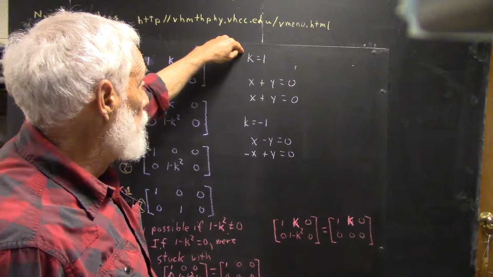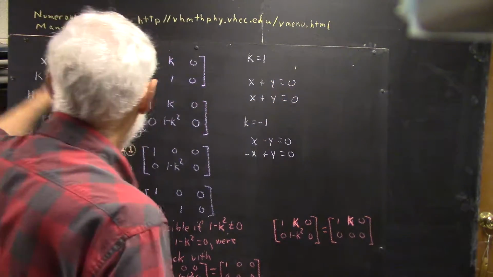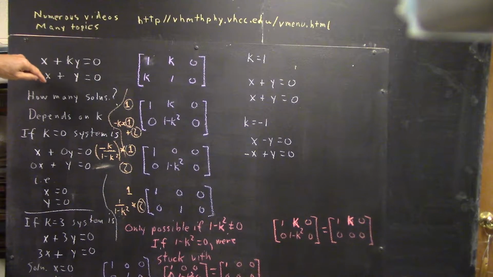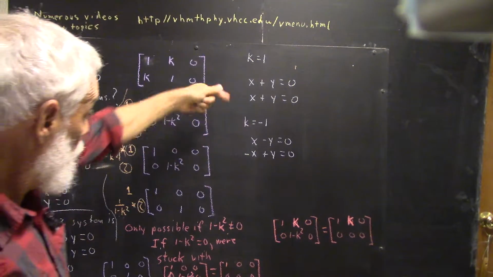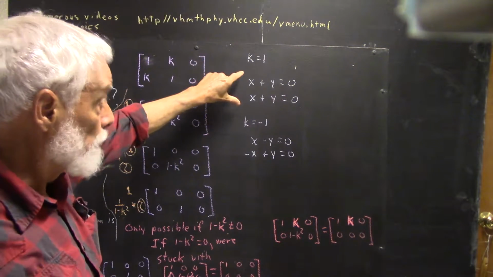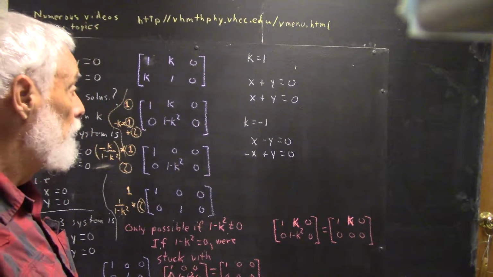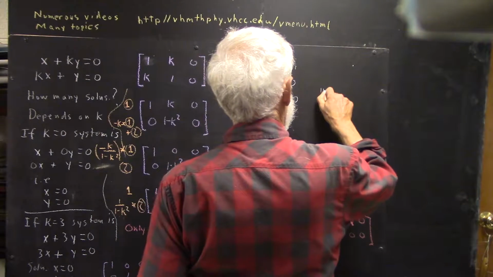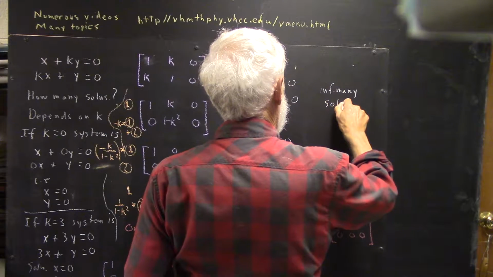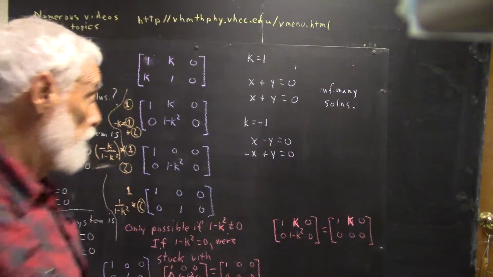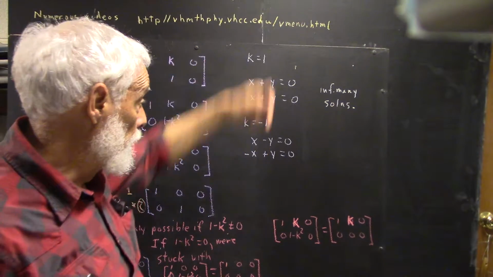If k equals 1, then our original system is just x plus y equals 0, because a 1 here and a 1 here makes this one x plus y equals 0. Okay? So now we have a consistent system, two equations. They just happen to be the same, so there are infinitely many solutions. I'm going to assume you know why there are infinitely many solutions to that. It's just the line, if you want to do it geometrically, y equals negative x.